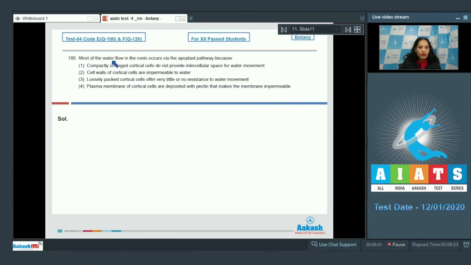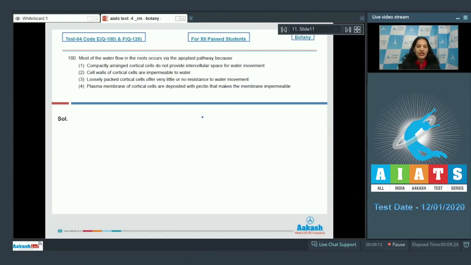Question number 100. Most of the water flow in the roots occurs via the apoplast pathway. Because, what is apoplast pathway? When water is absorbed by the plants and it moves through the cell walls without crossing the plasma membrane, this is called the apoplast movement of the water. Most of the water flows through the apoplast pathway in the plants. Why? What is the exact reason?